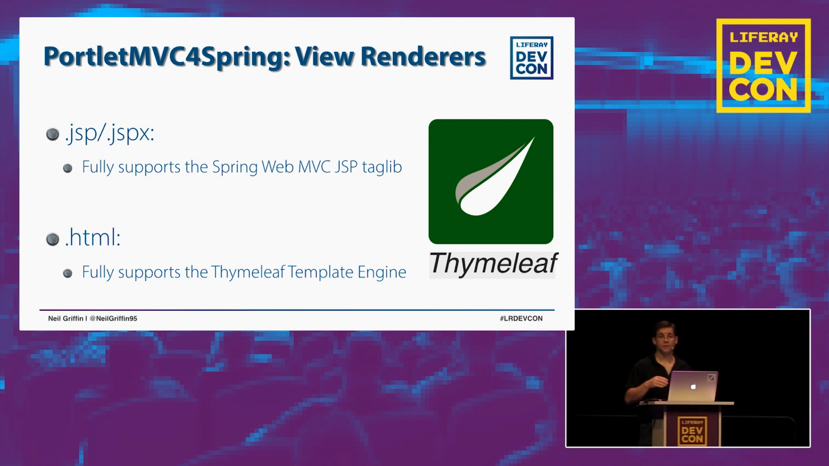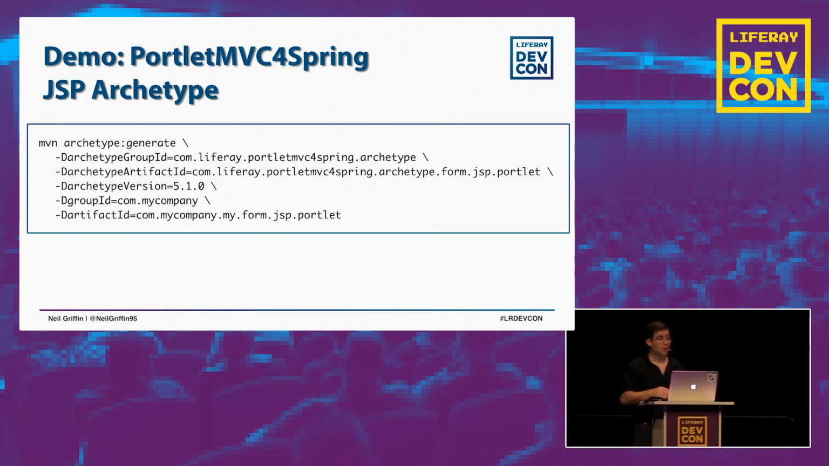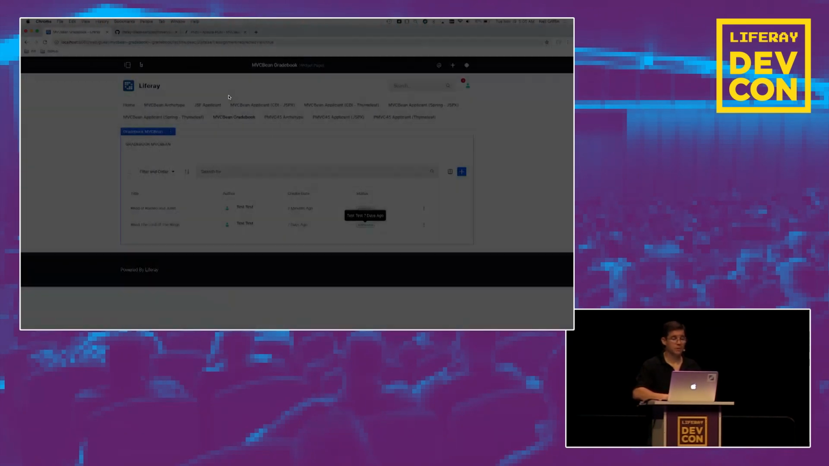And this is done with something that's equivalent to something we have from the MVC spec. In Portlet MVC4Spring, we have something called a ViewRenderer. In MVC, it's called a View Engine. Here, it's called a ViewRenderer. OK, so just like we had an archetype for MVCBean, we have an archetype that you can run this command at your leisure, and it will create a sample portlet. And I'll show you what that looks like.